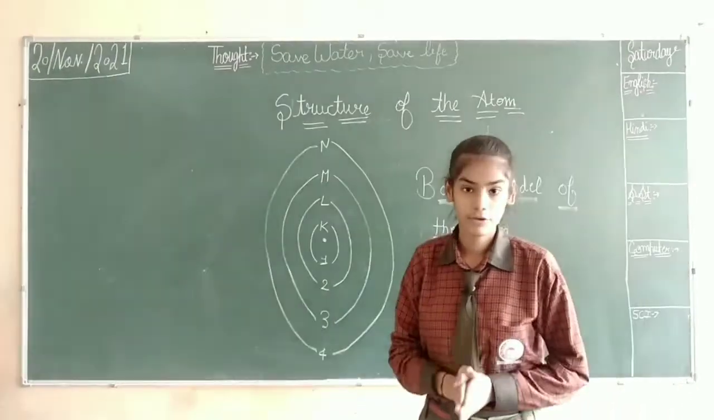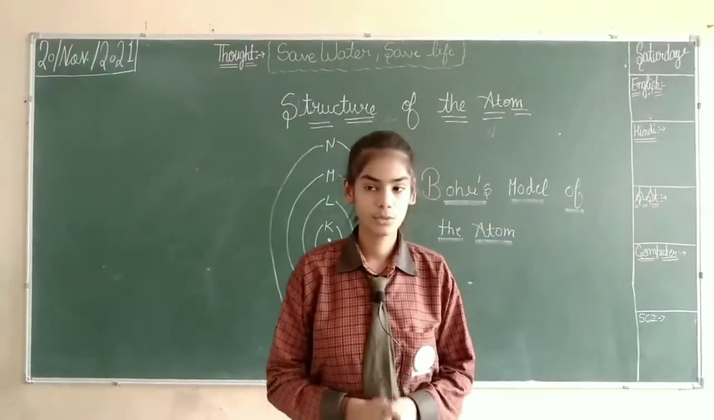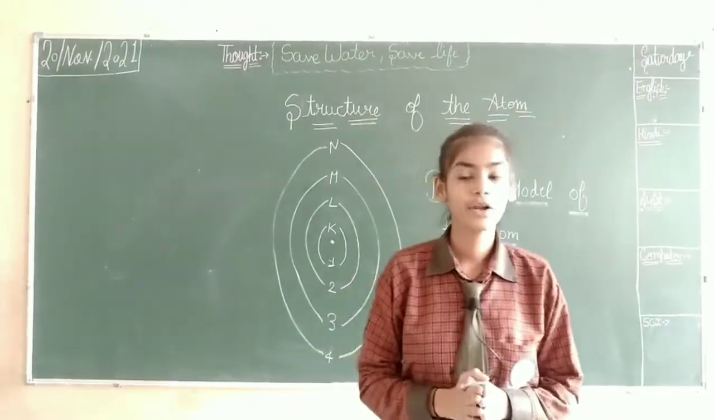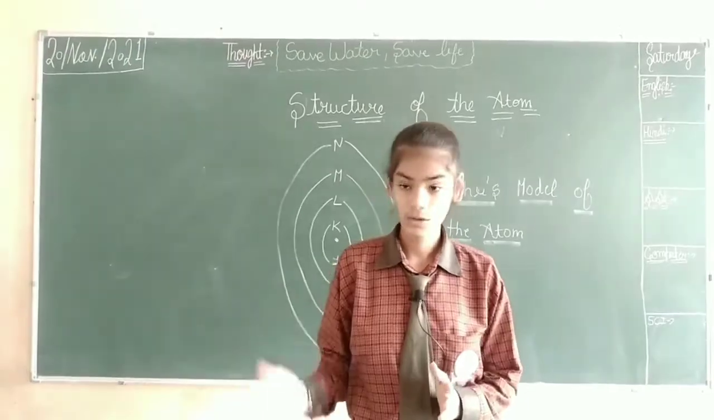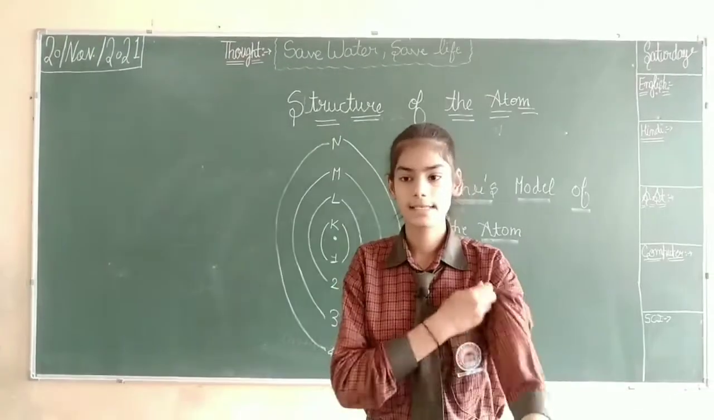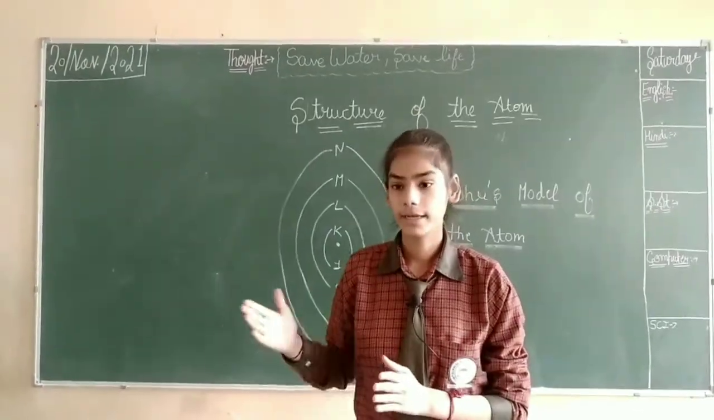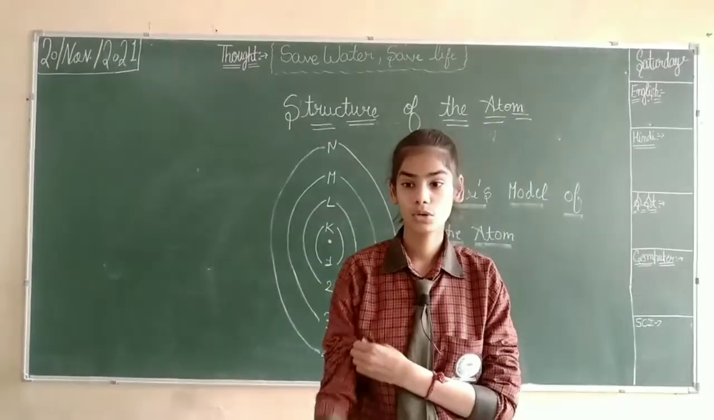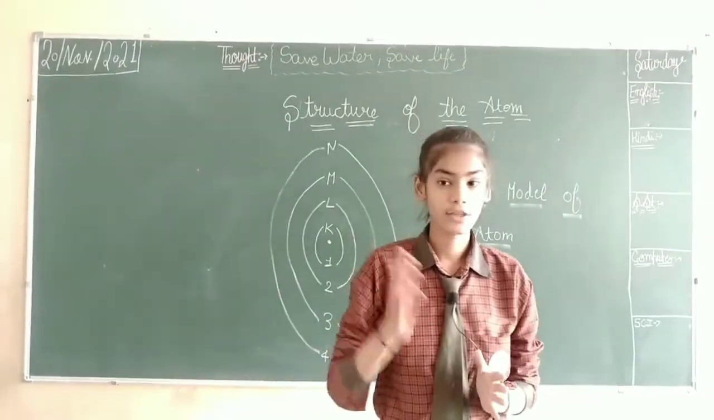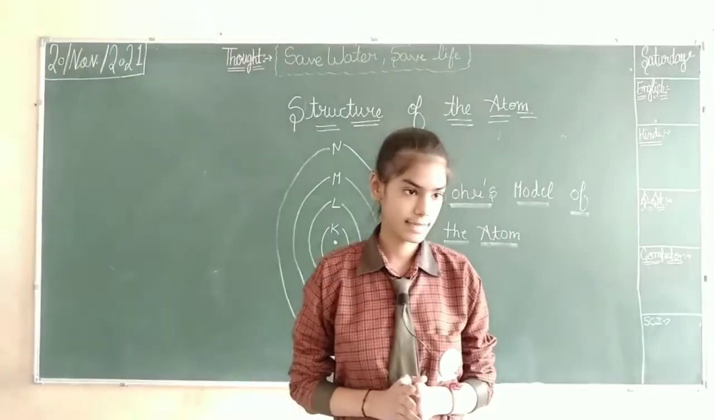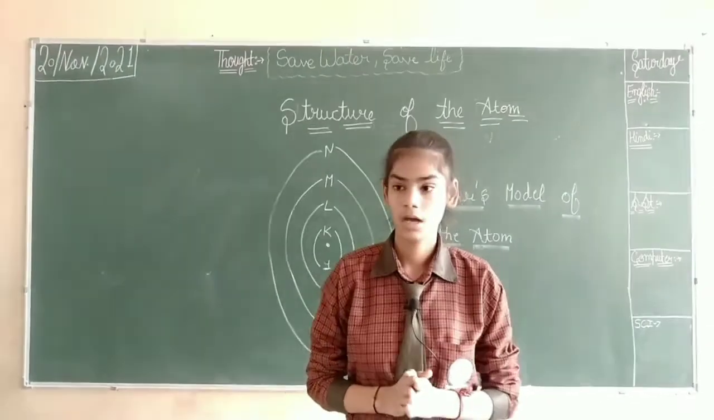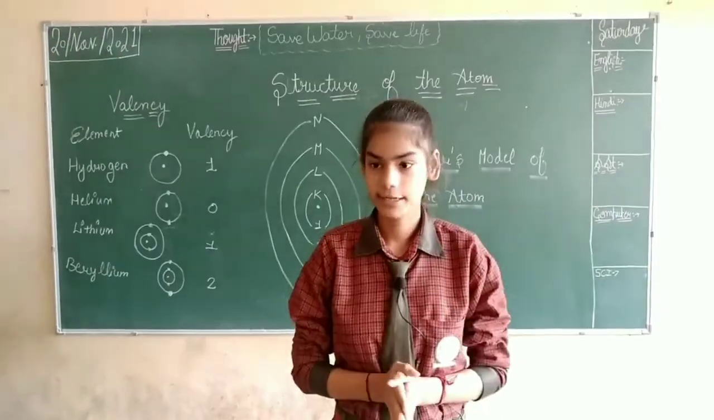Now about discovery of neutron. In 1932, J. Chadwick discovered another particle called neutron, which has the same mass as the proton and which contains no charge. It is present in the nucleus of all atoms except hydrogen. It is represented by N.